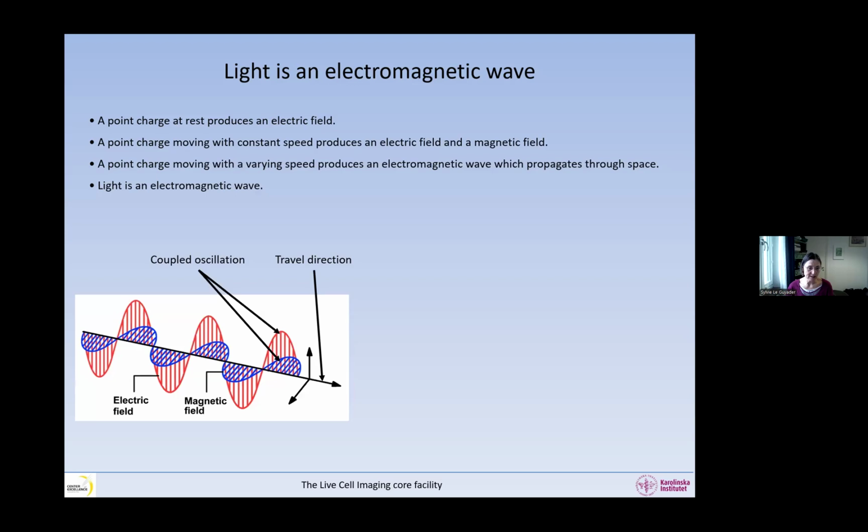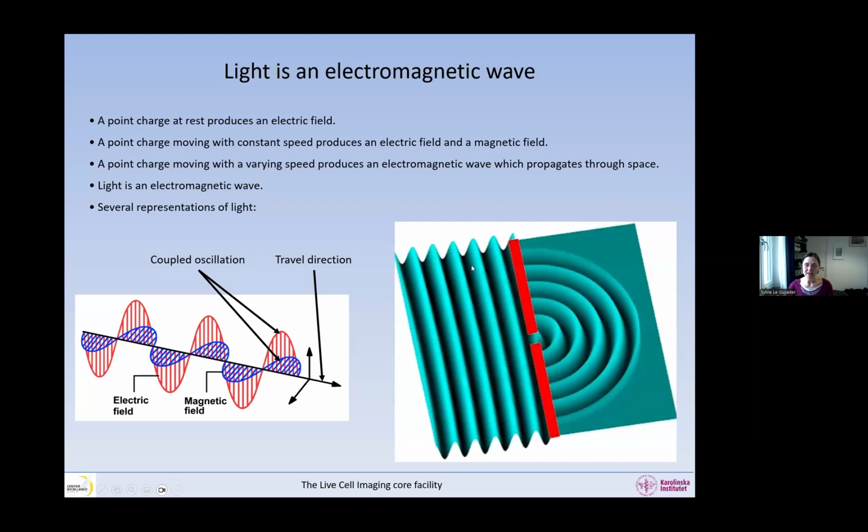So in this little diagram, you can see the electric field and the magnetic field. They are coupled, so they oscillate in unison. And then here we have the travel of the light. So the light is then moving through space. Because of this, there are several ways to represent light. And in this course, we will jump from one to the next.